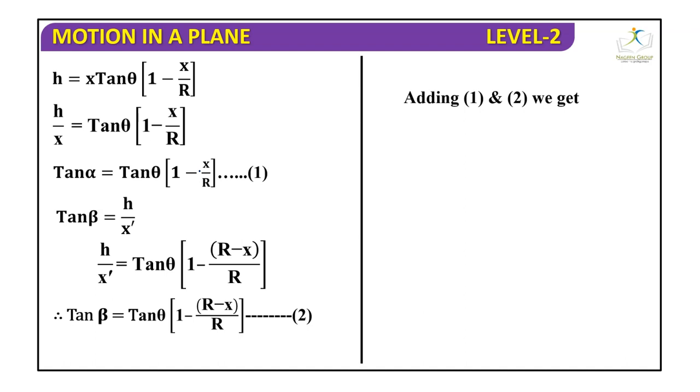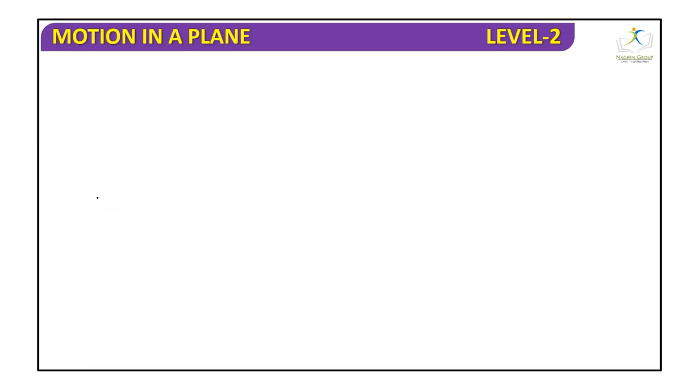If we put the value of tan beta, as you can see, h by x prime is nothing but tan beta. So from equations first and second, we can say that tan theta is equal to tan alpha plus tan beta. It's option number 4, hence the correct option is 4.